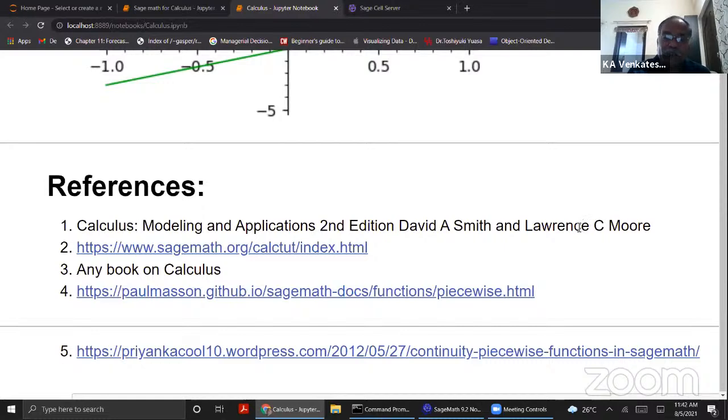Then another book with respect to applications. This is where you can learn calculus. Whatever I've done, I've done mostly from here and this book only. Any book on calculus for a problem perspective. This gives you how to do piecewise with respect to Python as well as SageMath. So this talks about a slightly different way. I used the if-then-else part. They are using the syntax of piecewise.